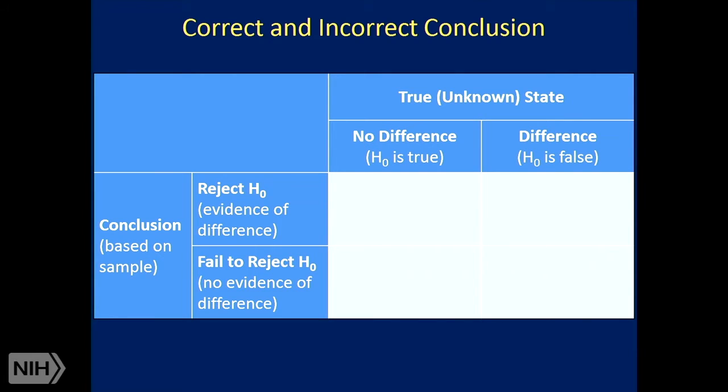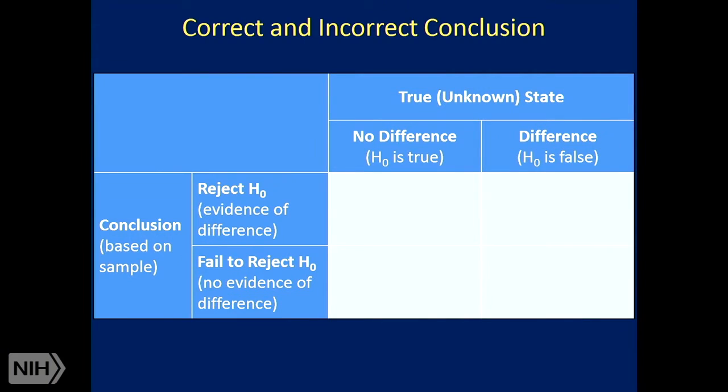But then there is the true unknown state. Nobody knows it. We don't know what it is. But there is such a thing as the truth. And the truth could be either there is no difference, so H0 is true, the null hypothesis is true, or there is a difference, or H0 is false. So these are the two possibilities for the truth. We don't know the truth, but these are the two possibilities. There's the conclusion from our study, and there is the truth. So now let's see what could happen.